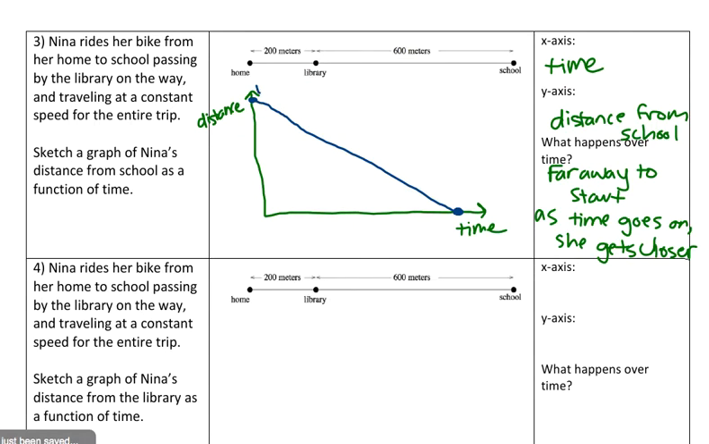So this would be when she starts at home. The library would be about here probably. And then finally she's at school. So she's getting closer and closer to the school. The distance from school decreases.